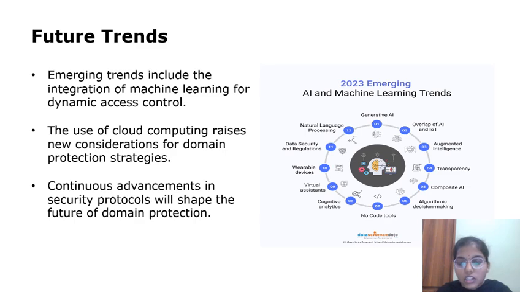AI generatively overlap AI and IoT, augmented intelligence, transparency, composite AI, or algorithmic decision making, no code tools, cognitive analytic, virtual assistants, wearable devices, data security and regulation, natural language processing, AI and machine learning. These are the machine learning trends.